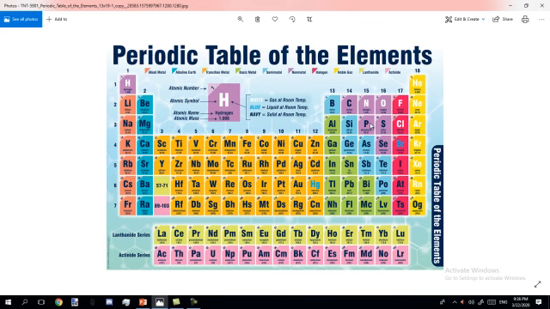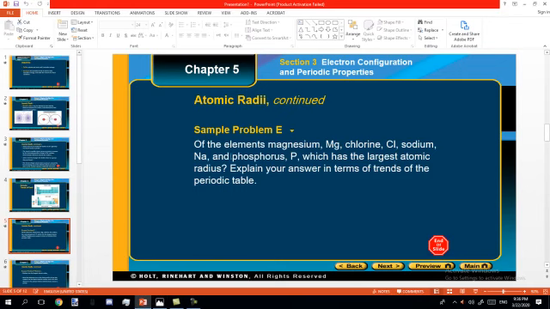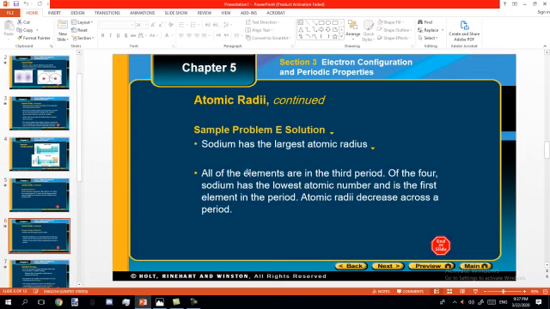So which is the smaller and which is bigger? As we said, as we go in the same period from left to right, the atomic radii or the atomic size decrease. So chlorine will have the smallest size, while sodium here in the beginning will have the larger size. So the question asks which has the largest atomic radius. Of course, sodium will have the largest atomic radius because it's found on the left side. This is the answer to the question: sodium has the largest atomic radius because all the elements are in the third period.